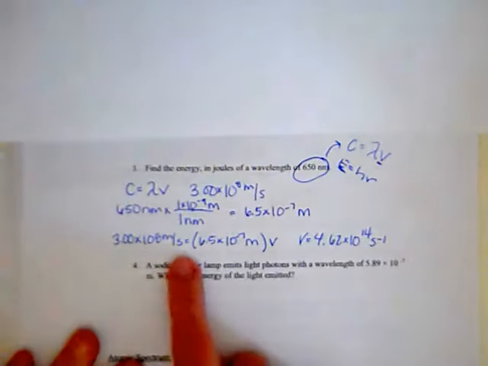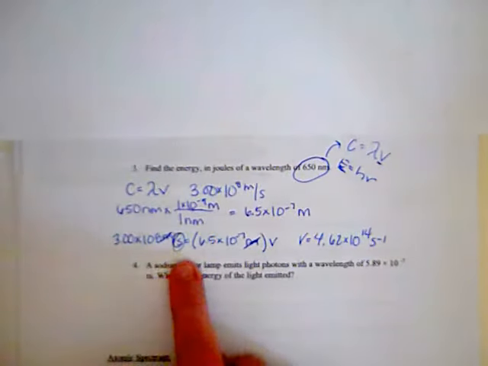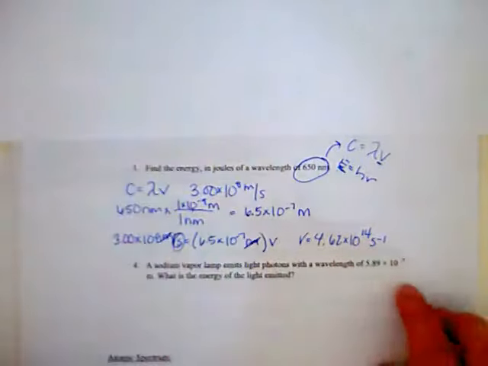So 3 times 10 to the 8th divided by 6.5 times 10 to the negative 7th gives you 4.62 times 10 to the 14th seconds to the negative 1, because I'm left over with this seconds here when my meters cancel out. All right, so now I can use that in this equation. I'm going to turn my paper just a little bit to the side so that I can use it.